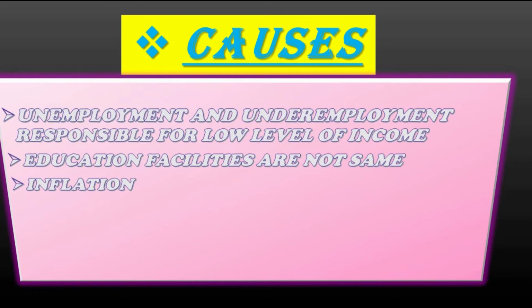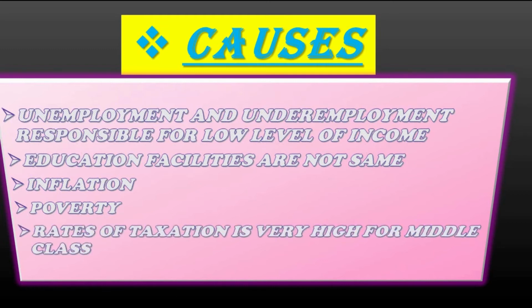Now, the fourth point, a vital cause, is poverty. We know all about this. Next, the marginal rates of taxation are very high for the middle class. In India, until recently, the rates of personal income taxation were very high. For this reason, people try to evade taxes. This factor is responsible for inequality in the distribution of income. And the final and not very important point is nepotism, which causes income inequality.